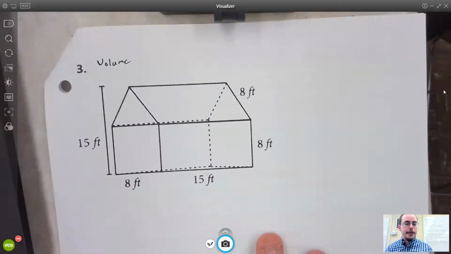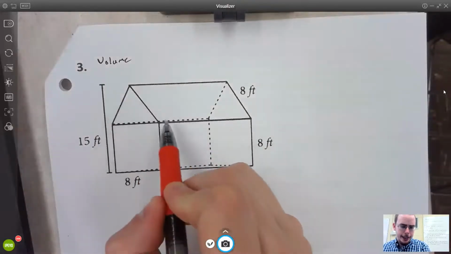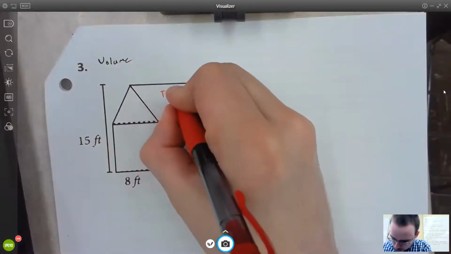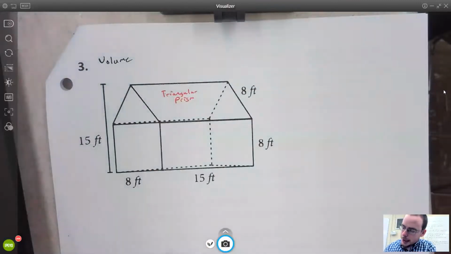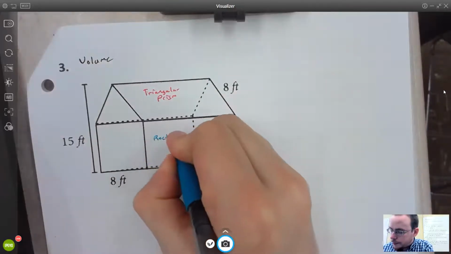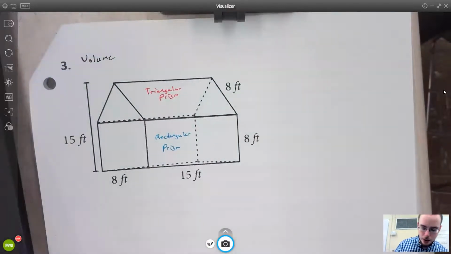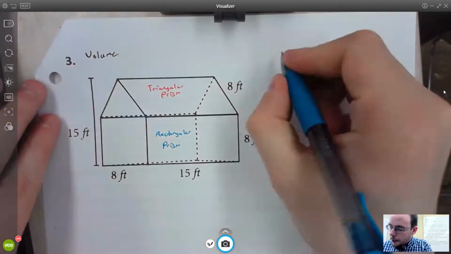So step 1, identify what shapes you have. The first one that we see is this triangular prism. And the second that we see is this rectangular prism. Okay. Now we're looking to do volume. Now the volume of a rectangular prism is pretty straightforward. We're going to do that one first.